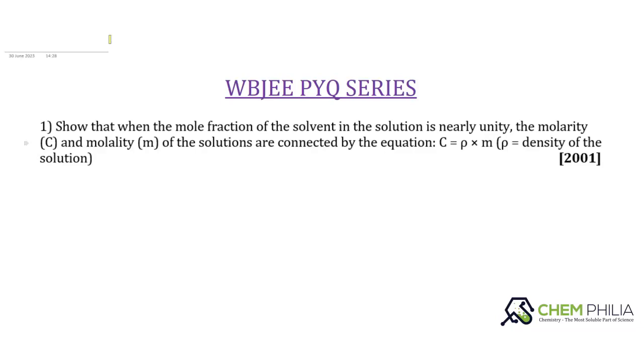Show that when the mole fraction of the solvent in the solution is nearly unity, the molarity, that is capital C, and molality, that is small m, of the solutions are connected by the equation capital C is equal to rho into small m, where rho is the density of the solution. Right? This question came in the year of 2001. So let us solve the question.